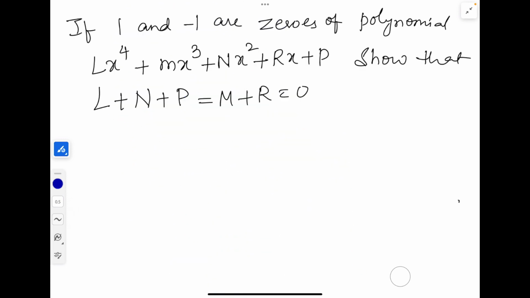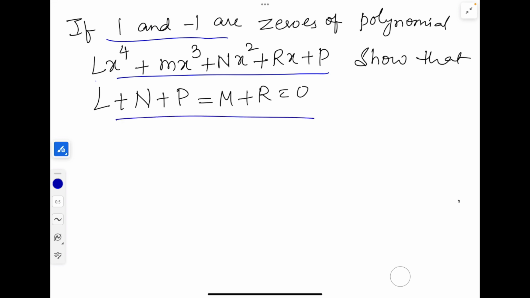Children, let us see one more question. If 1 and minus 1 are the zeros of the polynomial Lx to the power of 4 plus mx cube plus nx square plus rx plus p, then show that L plus n plus p is equal to m plus r, which is equal to 0.